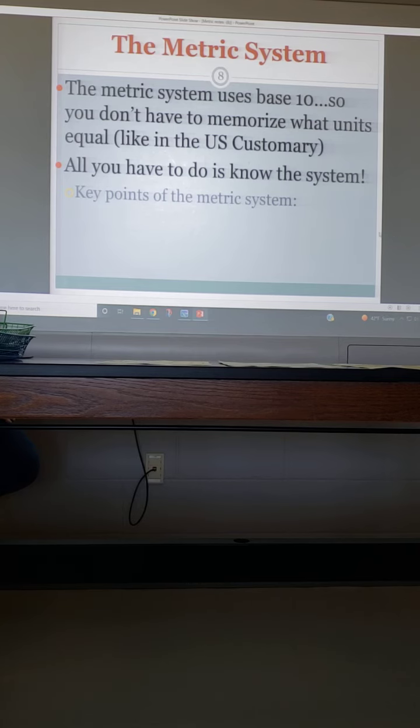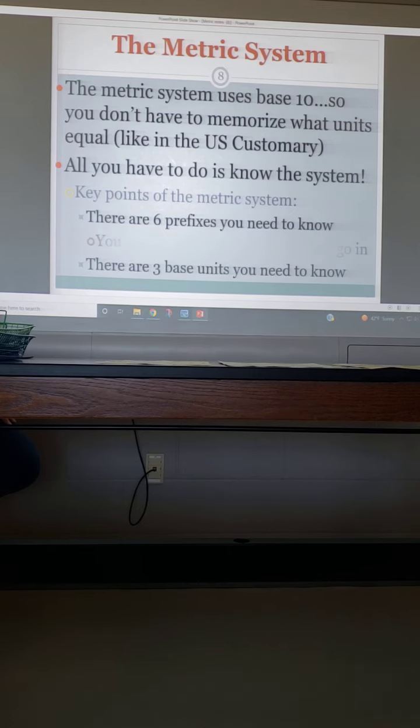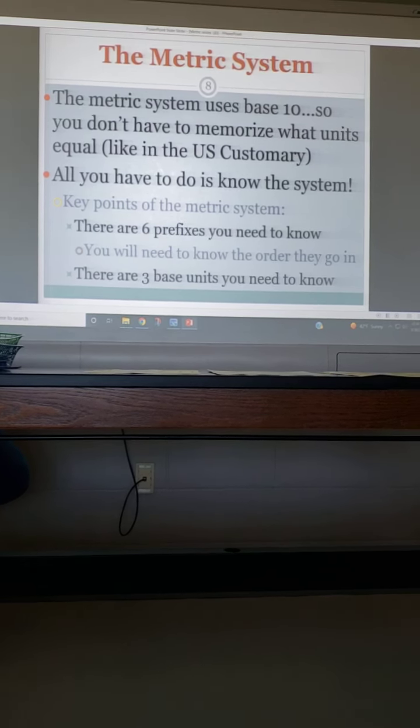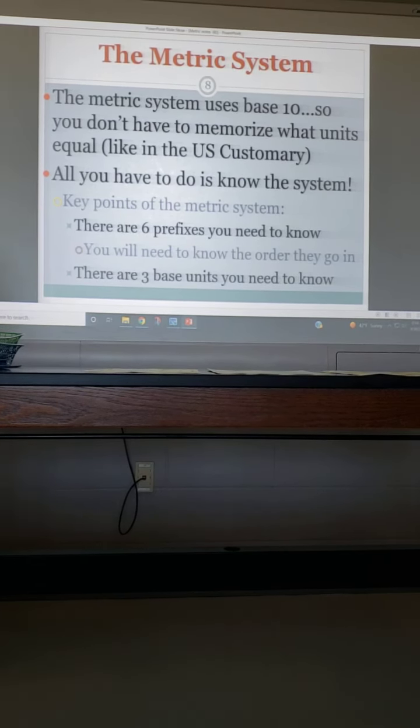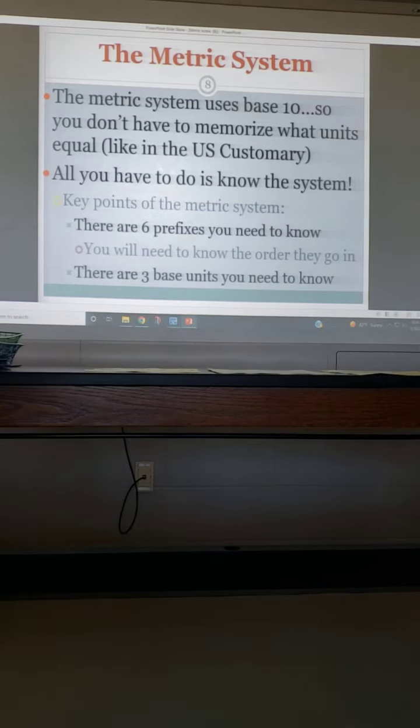Okay, so the key points to the metric system. We have to know the 6 prefixes, which you should have recognized from your vocab. We have to know the order, because that helps us know that we're going up by 10 or down by 10s. And then we have to know the 3 base units, and that's what we will pick up on Monday.